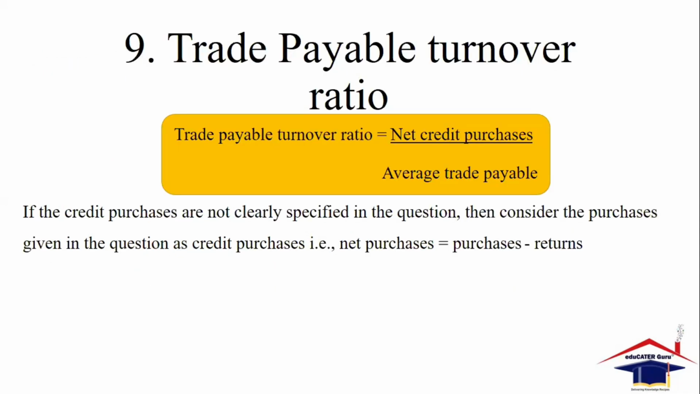Next, trade payable turnover ratio. So here it is net credit purchase divided by average trade payables. So net purchase is nothing but purchases minus returns. Then also in the question, same like sales, if they have not given credit or cash purchases separately, then you consider whatever purchase amount they have given as credit purchase and calculate the trade payable turnover ratio.